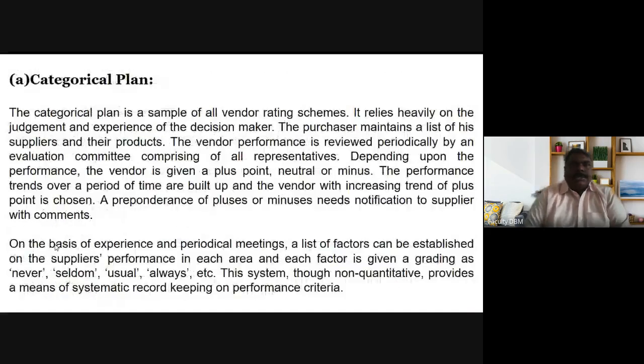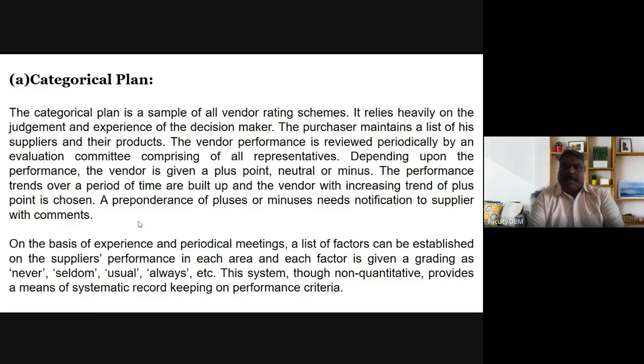The first is the categorical plan. A categorical plan is the simplest of all the vendor rating schemes. It relies heavily on the judgment and experience of the decision maker. The purchasers maintain a list of their suppliers and their products. The vendor performance is reviewed periodically by an evaluation committee comprising all representatives. Depending upon the performance, the vendor is given a plus, neutral, or minus. The performance trend over a period of time is built, and the vendor with an increasing trend of plus points is chosen.